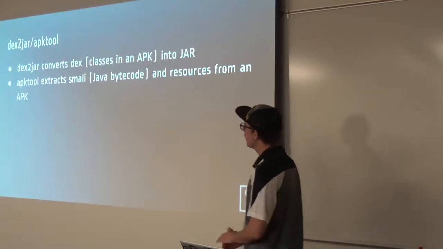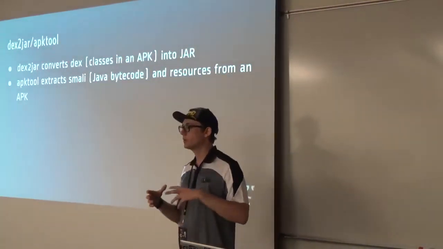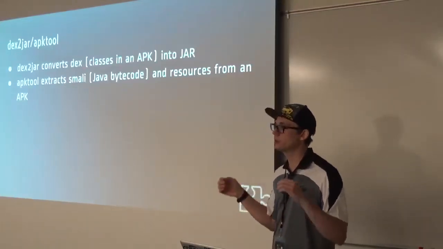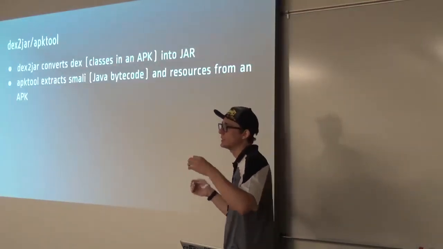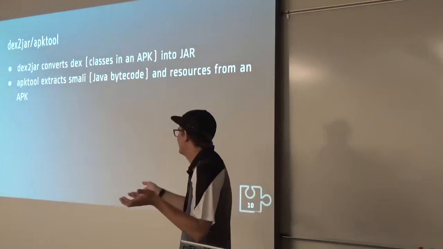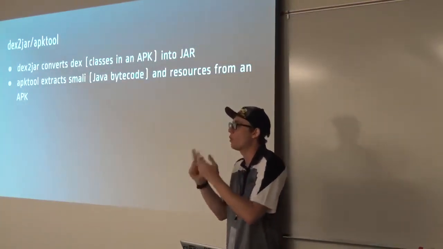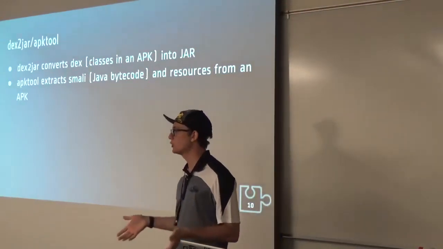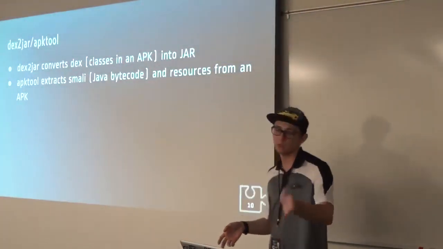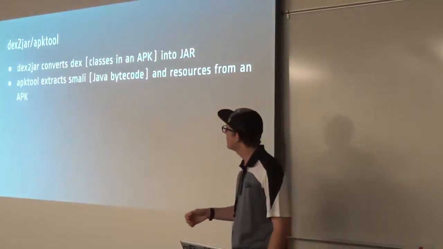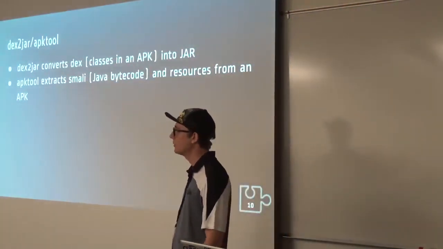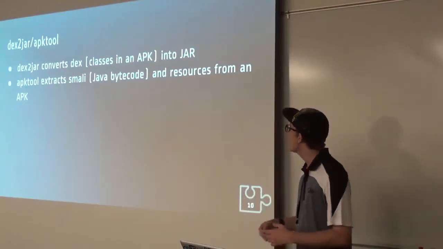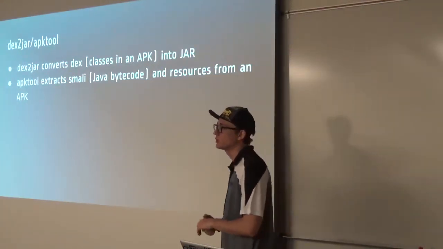Dex2Jar and APK tool. The way that you need to convert your APKs to jars, that's why we have Dex2Jar, because inside an APK there's this thing called classes.dex, and that's basically all the code for the application in this one file. Dex2Jar takes that file and converts it to a Java jar so that you can actually decompile it with JAD or JD-GUI. APK tool is useful if you're reverse engineering an application as well. It extracts the Smali, the Java bytecode, and then the resources from the package, so you can look at those and change them if you want.